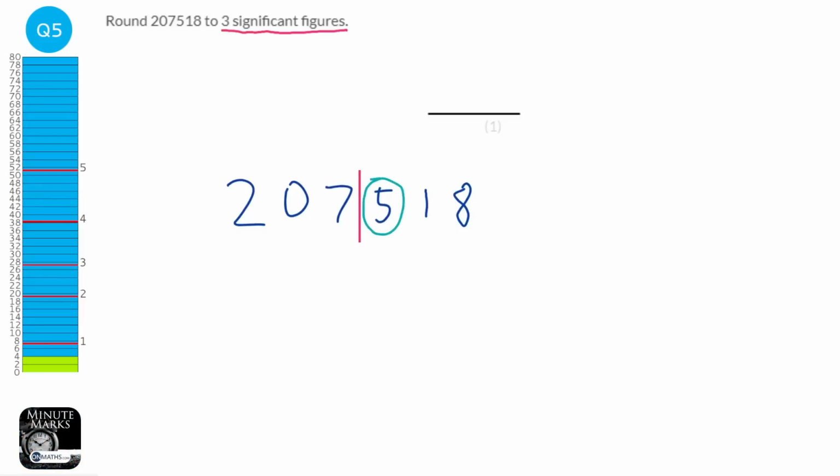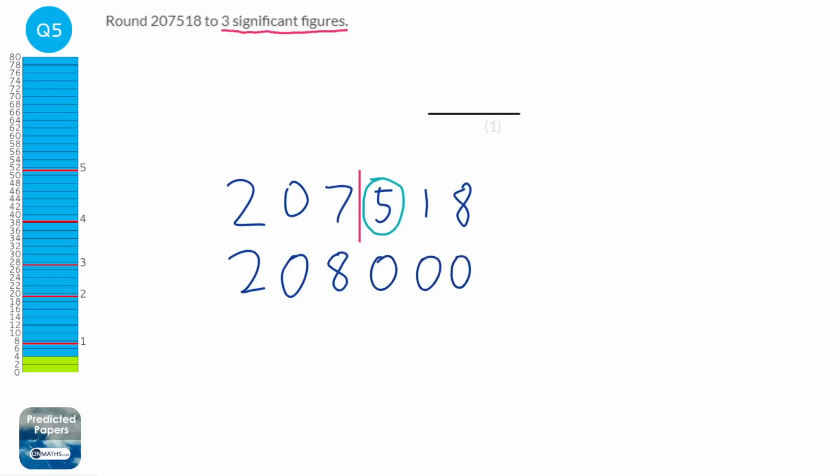Now this number, if it's 5 or more, it moves this number up by 1. If it's less than 5, that number stays the same. Now it is 5 or more, because it is 5. So it's not going to be 207, it's going to be 208. Now, a common mistake is that students write down 208. No, all the numbers to the right of that line turn to 0. So it would be 0, 0, 0. So it would be 208,000 exactly.